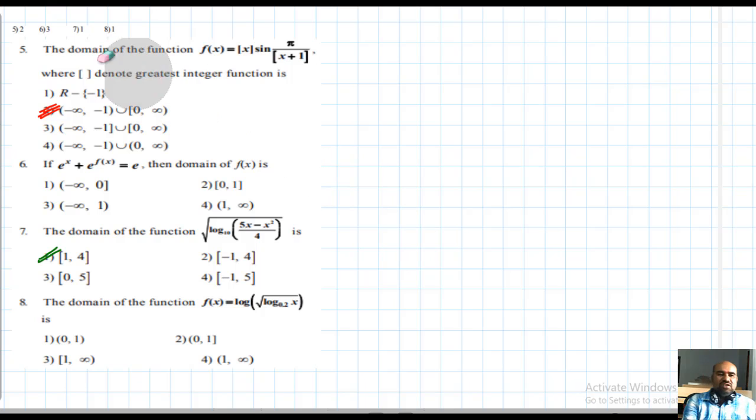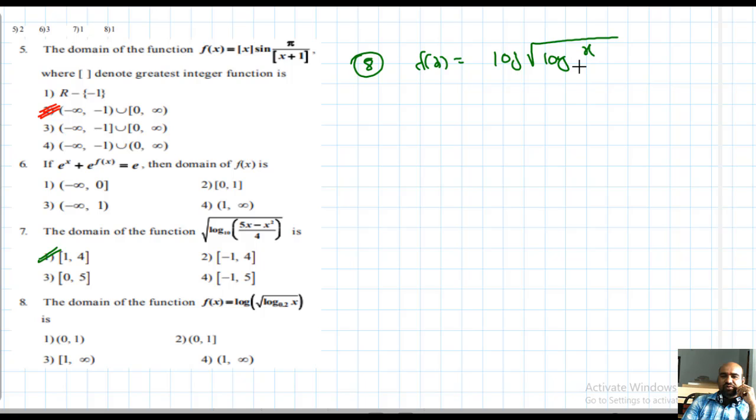Yeah, students. Next, 8th problem. Find the domain of f of x equal to, 2 logarithms are there. Should take care now. Root over logarithm of x to the base 0.2. First of all, for example, assume this is k. Log k should be greater than or equal to 0. Already root over is there, no? Root over means positive only.